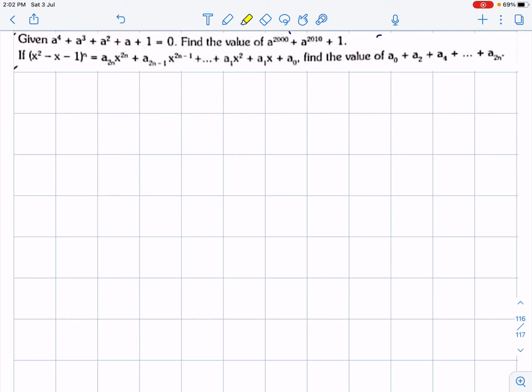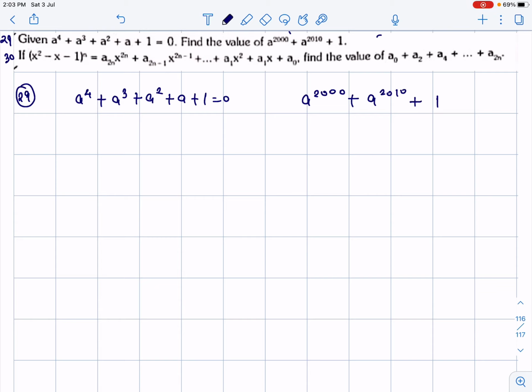So continuing our problem solving series in polynomials, here I came up with the 29th and 30th questions written on the screen, and we'll take them one by one. The 29th question is: a^4 + a^3 + a^2 + a + 1 = 0. Find the value of a^2000 + a^2010 + 1, they are asking.